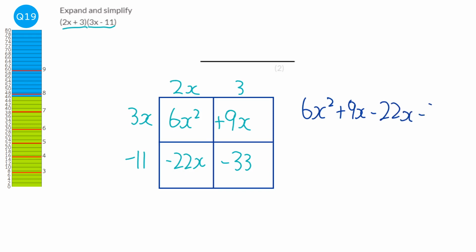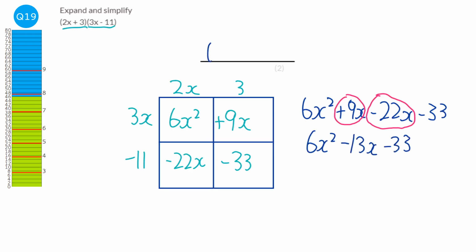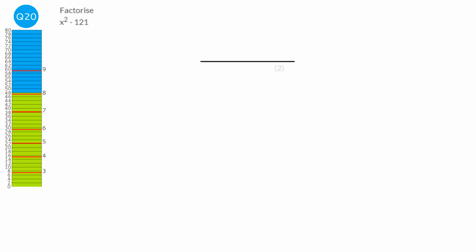Get them all together, so we've got 6x squared plus 9x, because that is a positive, minus 22x minus 33. And we can see here that the plus 9x and the minus 22x are like terms. So we can add them together to make minus 13x. And that's our answer. So our answer is 6x squared minus 13x minus 33.